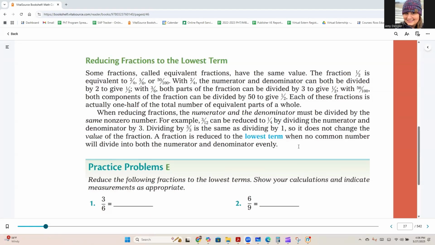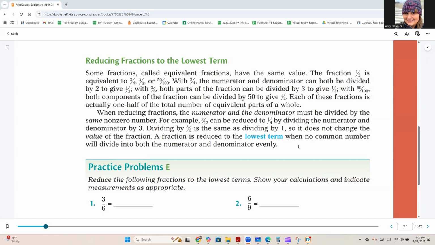Reducing fractions to the lowest terms. Some fractions called equivalent fractions have the same value. The fraction 1/2 is equivalent to 2/4, 3/6, or 50/100. With 2/4, the numerator and denominator can both be divided by 2 to give 1/2. With 3/6, both parts of the fraction can be divided by 3 to give 1/2. With 50/100, both components of the fraction can be divided by 50 to give 1/2. Each of these fractions is actually 1/2 of the total number of equivalent parts of a whole.